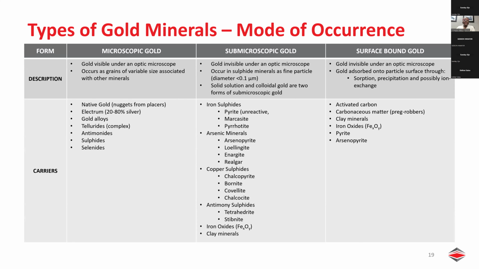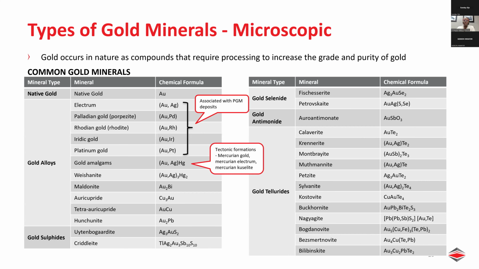Okay, so then this slide gives a breakdown of the microscopic gold minerals, showing the common gold minerals such as native gold, which is typically found as alluvial gold. There are also some gold alloys, such as those associated with PGM deposits, and gold amalgams from tectonic formations.